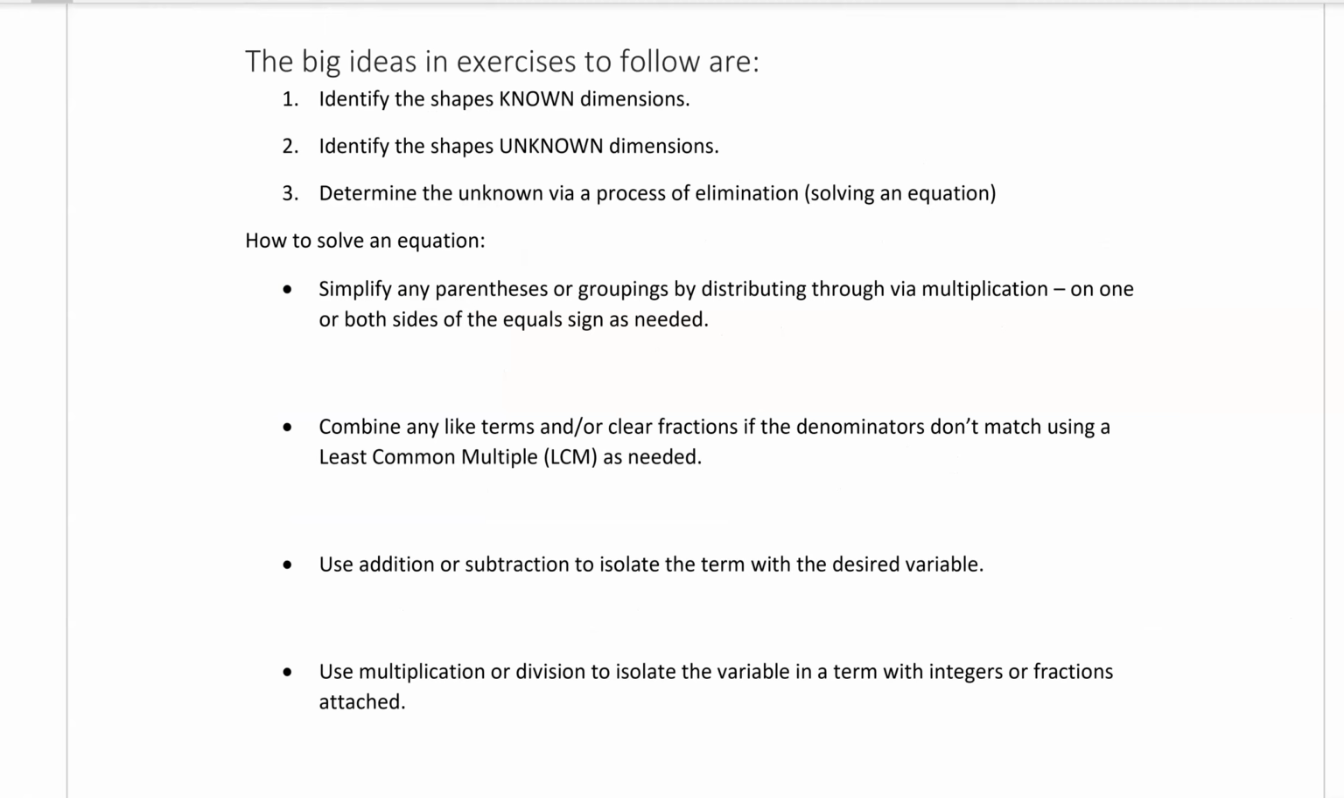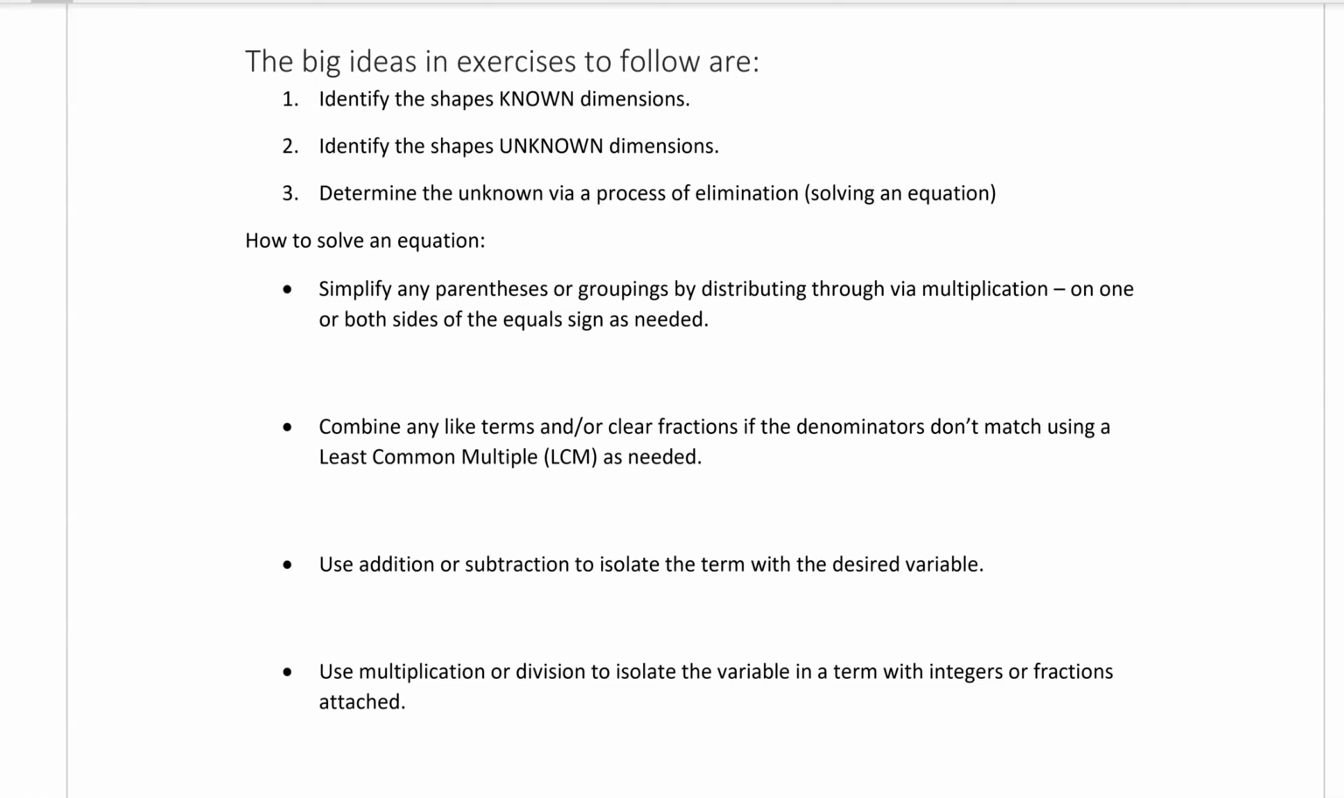The big ideas in exercises to follow are: step 1, identify the shape's known dimensions; 2, identify the shape's unknown dimensions; and 3, determine the unknown via a process of elimination, otherwise in these scenarios, solving an equation. So how do we solve an equation? Well, first we want to simplify any parentheses or groupings by distributing through via multiplication on one or both sides of the equals sign as needed.